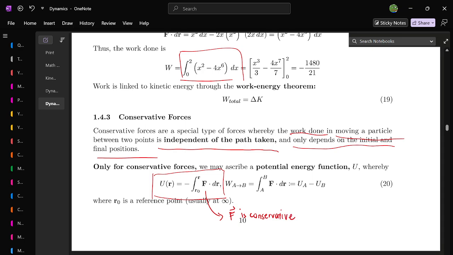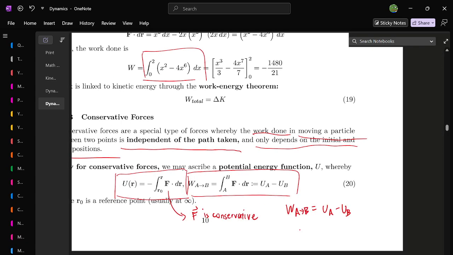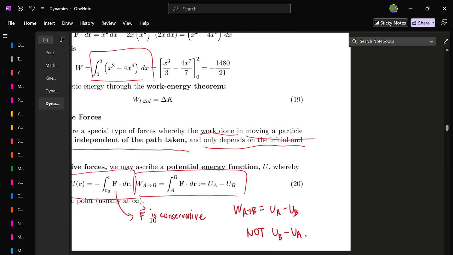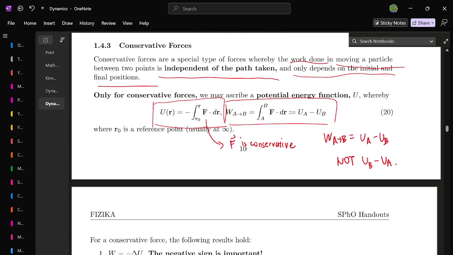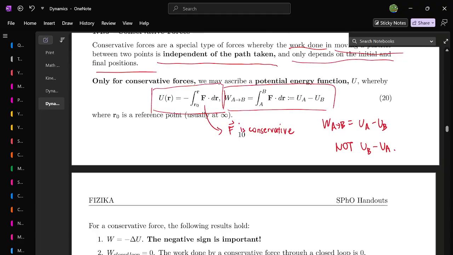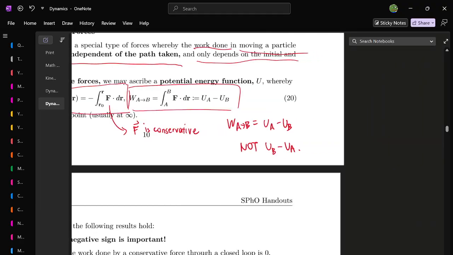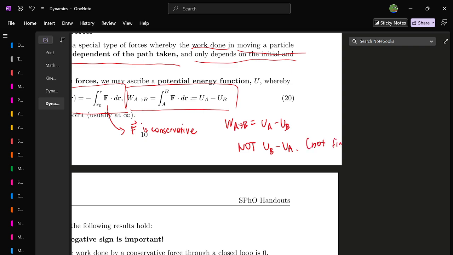Your work done from point A to point B is just given as this. Now, this is not equal to UB minus UA. It's not final minus initial, it is initial minus final, which may be a bit trippy, but the negative sign is really important in this case. So not final minus initial, rather initial minus final.